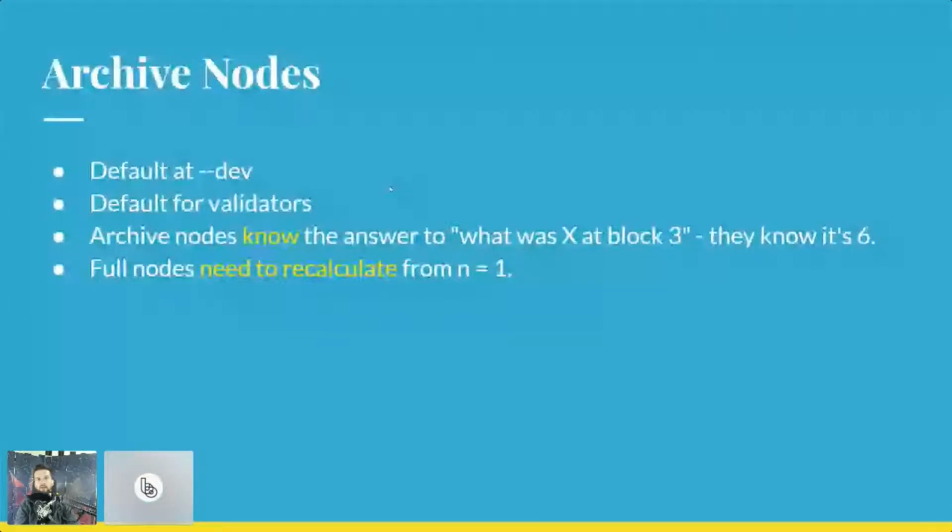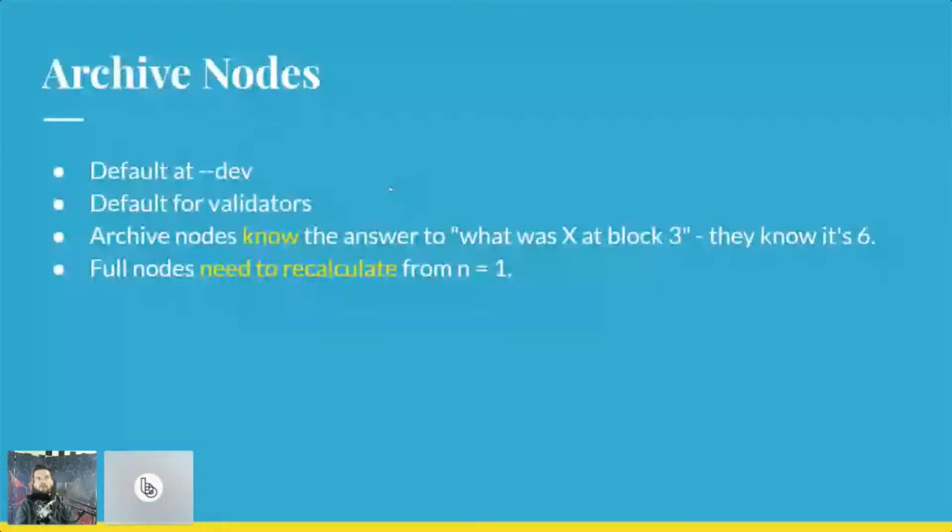So in a nutshell, archive nodes know the answer to what was X at block 3. They know it's 6 because they stored all the states. They stored the state at block 1, they stored the state at block 2, at block 3, and so on. They know exactly, and when you ask them, they are immediately ready to fire back with an answer.